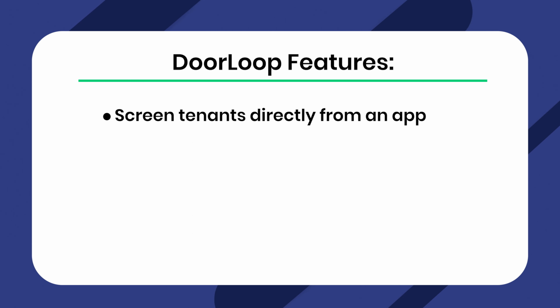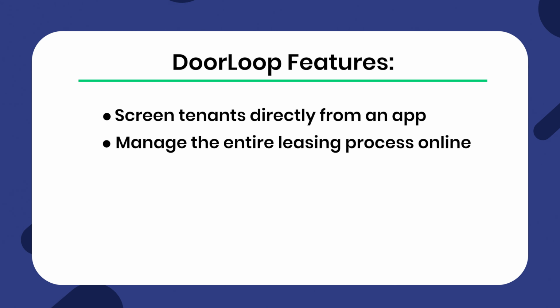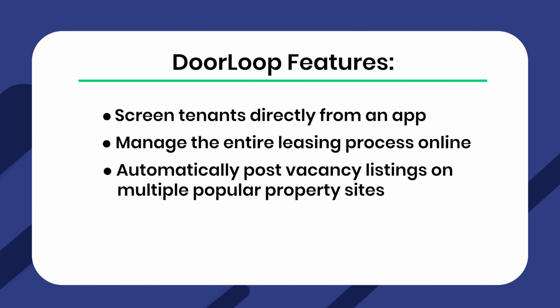The first thing you need is a solid property management tool. And I'm not just saying that because I work at DoorLoop. Property management software, just like ours, is designed to make life easier for landlords to find tenants. It can help you in screening tenants directly from an app, managing the entire leasing process online, and even automatically post vacant listings on popular listing websites. On the other hand, trying to find good tenants without a property management software is extremely difficult. And while you might find what you're looking for along the way, it can be a lot easier to get lost.